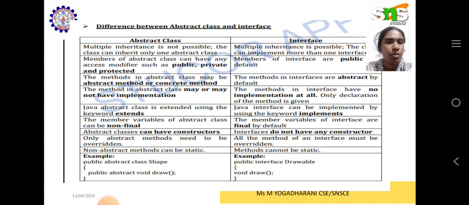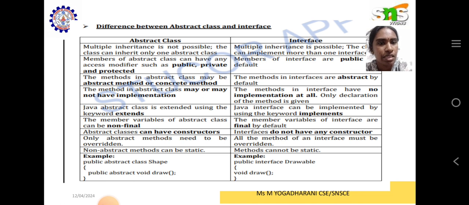The member variable of an abstract class can be non-final. In an interface, member variables are final by default. An abstract class can have constructors, but an interface does not have any constructors. In an abstract class, only abstract methods need to be overridden, whereas in an interface, all the methods of an interface must be overridden. In an abstract class, non-abstract methods can be static. In an interface, methods cannot be static.